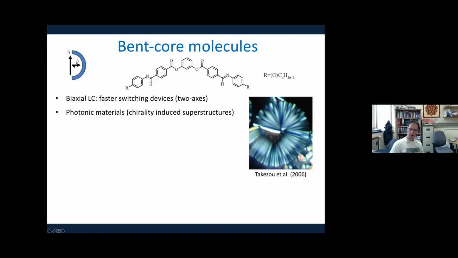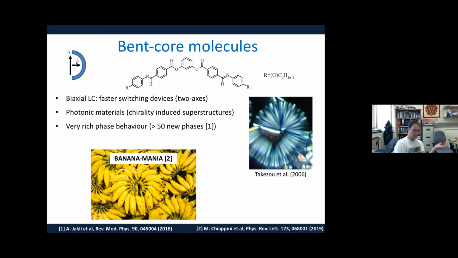And because they're biaxial, you can make biaxial liquid crystals, so liquid crystalline phases which have two typical directors. And this is very promising for switching devices which are much faster than those built on uniaxial particles, just because they can switch between two different axes. Again, they're also useful for photonic materials, and for us, they're also useful because they really show very rich phase behavior. So this goes back to Onsager in the sense that shape has a massive effect on their behavior.